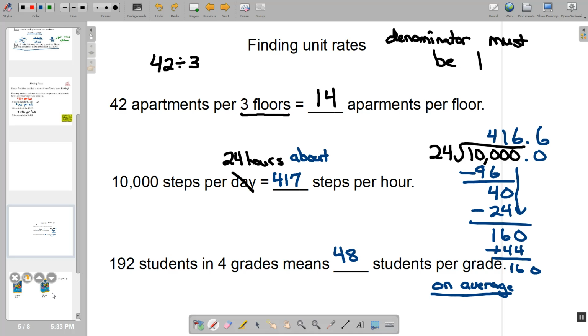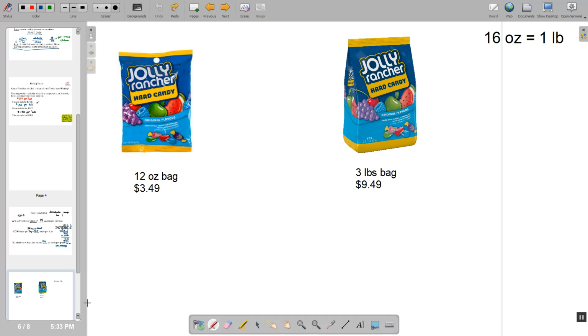So now I think it's time for us to go back to that original problem and figure out which of those bags would be better for Mr. Schmidt to buy. Now, if we notice right away, these labels are not the same. And so I was actually kind enough to go search out the conversion rate between ounces and pounds. So it tells us that 16 ounces is equal to 1 pound. So I can either convert this to pounds or I could convert this to ounces.